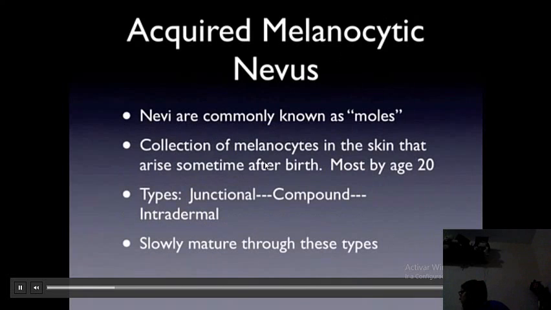Most of our moles occur by about the age of 20, and there are several different types of moles that we talk about. If you have a mole present at birth, it's called a congenital nevus, or more commonly known as a birthmark. The acquired nevi come on after birth, and they're junctional, compound, and intradermal. These are the more common types, and moles tend to mature through these different types.